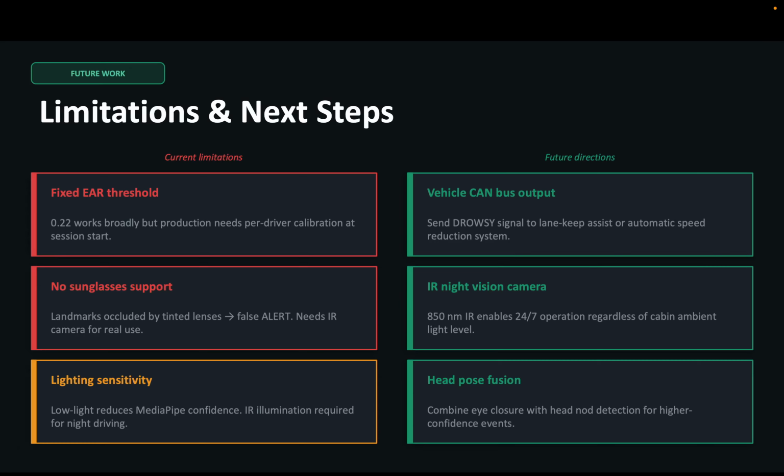For future work, the most impactful addition would be a CAN bus output. This would let the system send a signal directly to the vehicle's lane keeping assist or automatic speed reduction when drowsiness is detected. That takes this from a monitoring system to an intervention system.